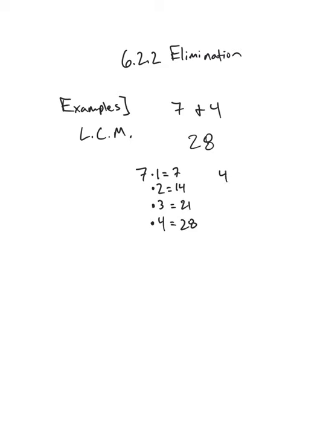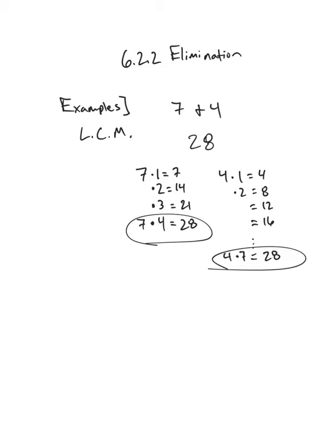If I went through the same exercise with 4, I multiplied it by 1, I would get 4. 2, I would get 8. 3, I would get 12. 4, I would get 16. And so on until I got to 4 times 7, and that would give me 28. Okay? And so that is the smallest number that 7 and 4 both multiply to. It's the smallest common multiple of 7 and 4.